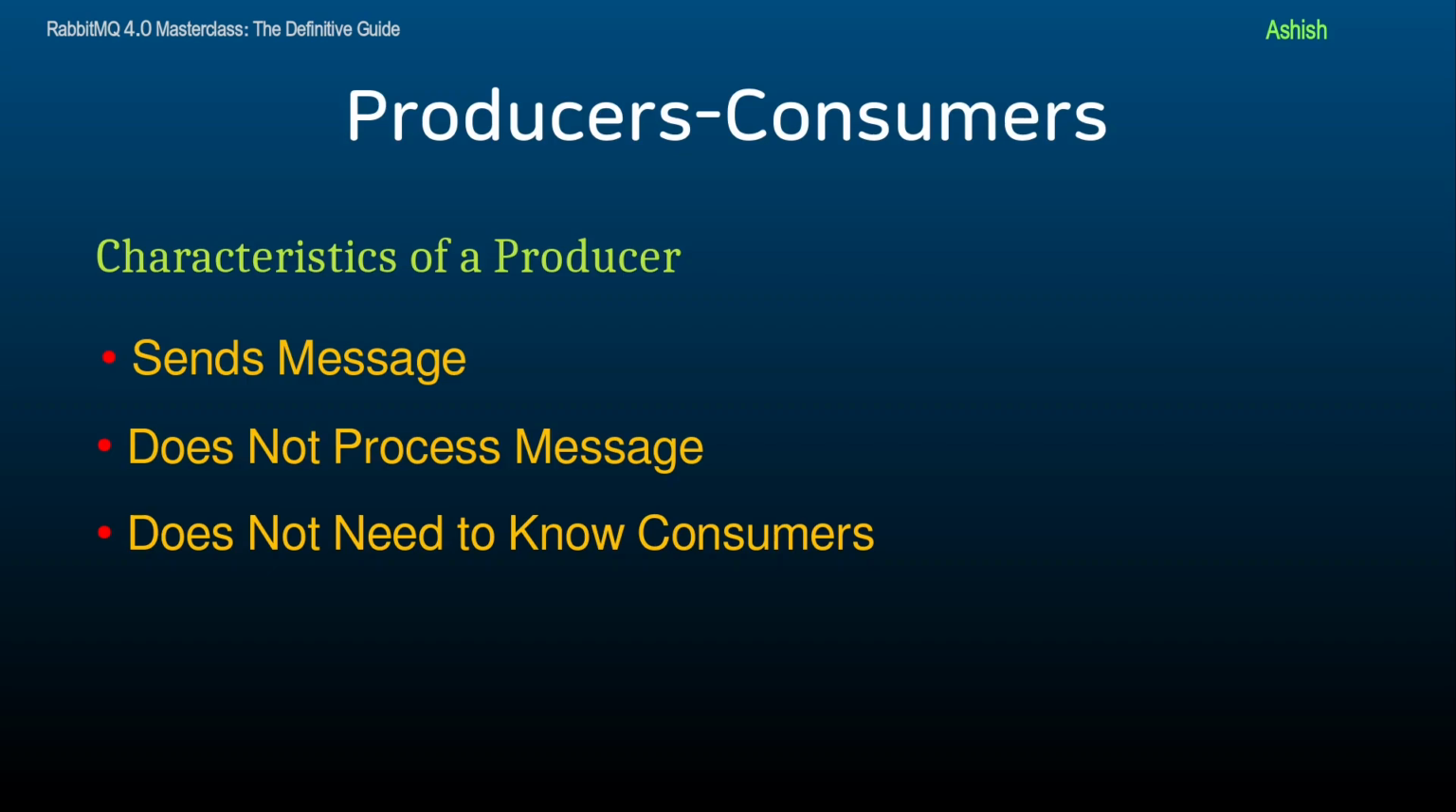multiple queues. A real-world analogy for producers would be, think of a producer like a post office. The producer is the person who writes a letter and sends it to the post office, which is RabbitMQ. The producer doesn't need to know who will receive the letter, just that the letter is sent to the right address, which is the queue in RabbitMQ.